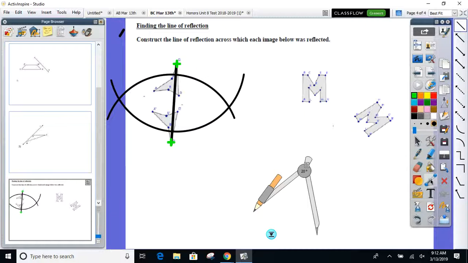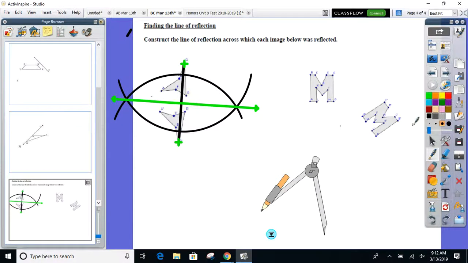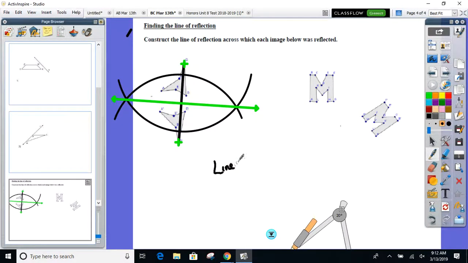Line up your straight edge, and then I can't say this enough, you are making a line of reflection, not a ray, not a segment of reflection. A line of reflection. So let's put some arrows on that bad boy. And then you could do it for the M's here. And then once you're done with that, you can go on to the couple constructions for tonight.